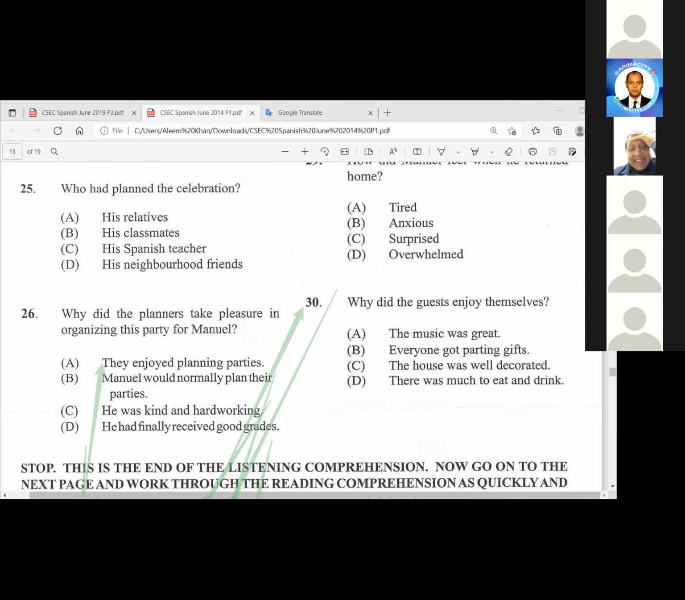All right. Who had planned the celebration? Okay, who had planned the celebration? So again, I have to put the sentence in Spanish and then you will answer in English, right? Okay.